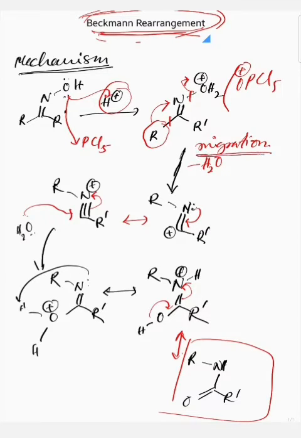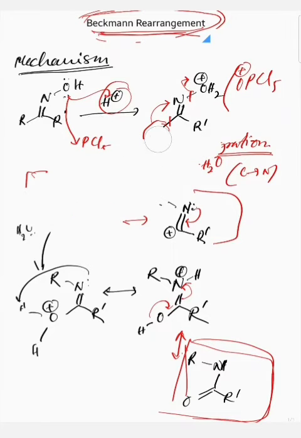This is called migration, right? This group migrates from carbon to nitrogen, C to N. This group migrates from carbon to nitrogen, and oxygen is leaving. Now this resonating structure gets attacked by water, and finally there is a rearrangement by which it forms a neutral amide compound, right? So this was our mechanism. You can pause this video and write down the mechanism of this reaction.